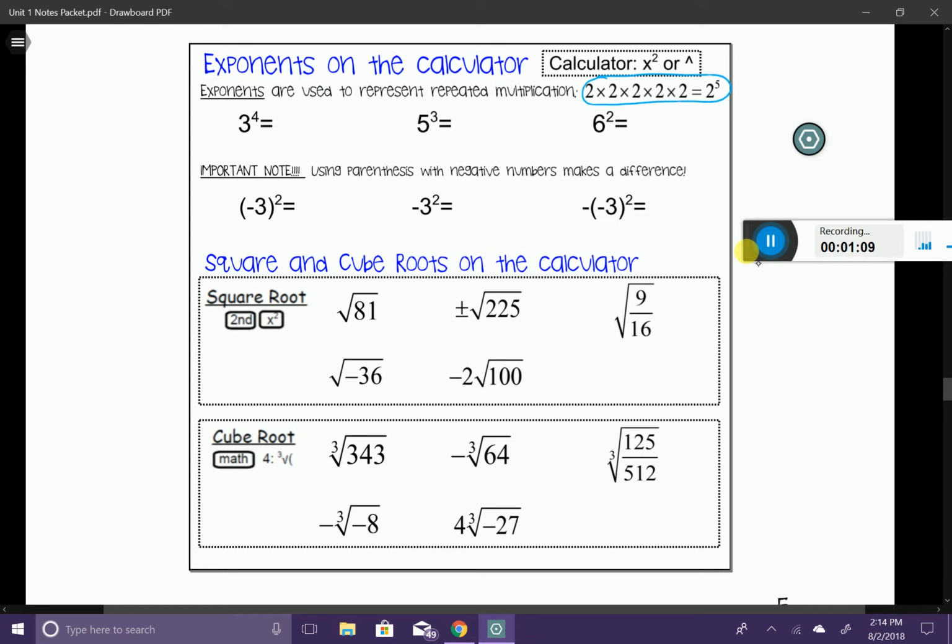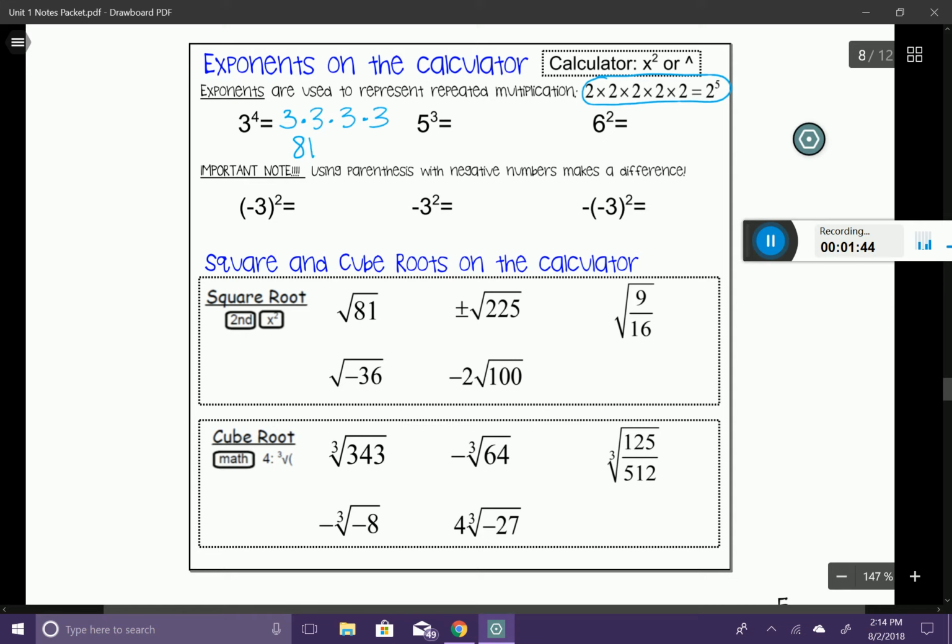So 3 to the 4th power, what that's saying, I'm going to write it out. Feel free to do the same in your notes. It's saying that I have 3 and it's being multiplied by itself 4 times. Now, when I calculate that out, I can either do it by hand and say 3 times 3 is 9, 9 times 3 is 27, 27 times 3 is 81. I can do that, or I can do it right in my calculator. So 3 to the 4th, the answer is going to be 81.